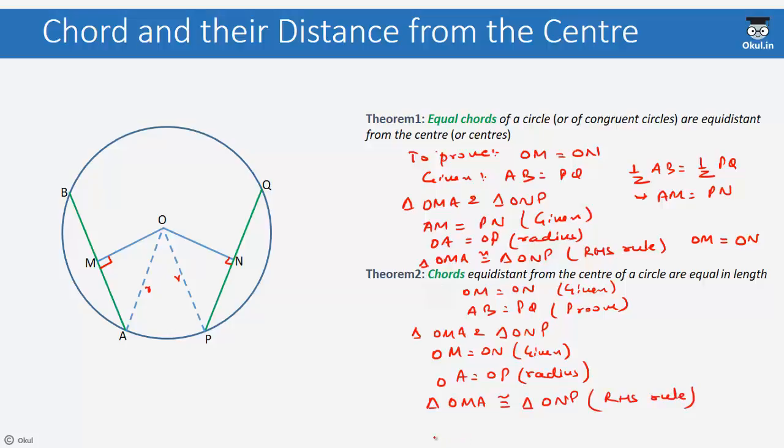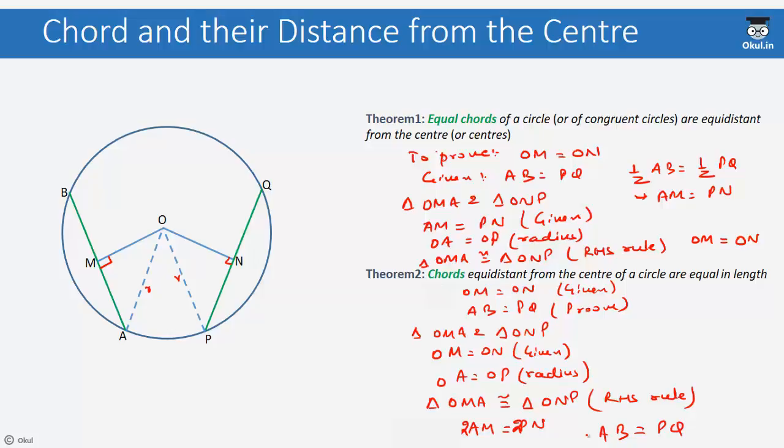Thus we can say that AM is equal to PN, and if we double both sides, that is twice AM is equal to twice PN. We know that the line drawn from the center O to the chord is perpendicular and it bisects the chord, so twice OM will be AB and twice PN will be PQ. Thus AB is equal to PQ, that is, the chords are equal. Thus Theorem 2 is true: chords equidistant from the center of a circle are equal in length.